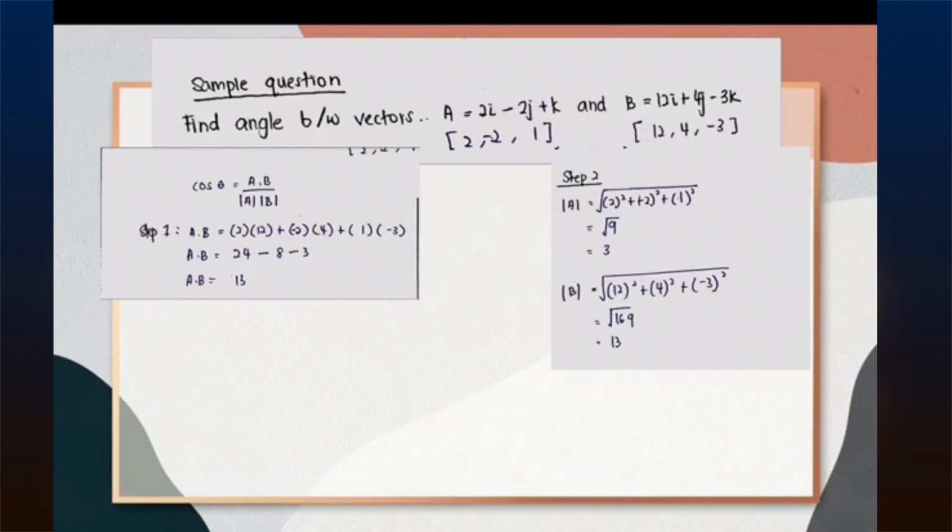To find the angle between the vectors, we have to find the modulus of A and the modulus of B. So we take 2 squared plus negative 2 squared plus negative 1 squared, and take the square root, then we get 3. Then for B, repeat the same steps.